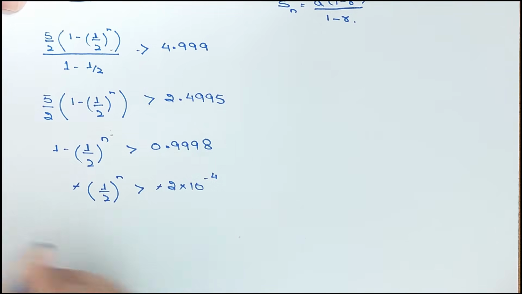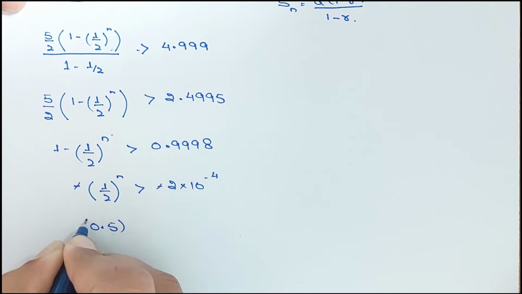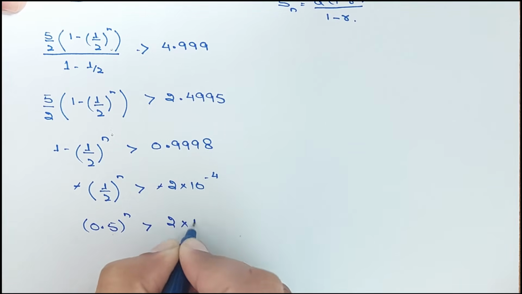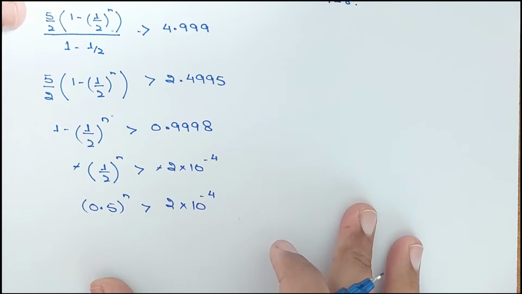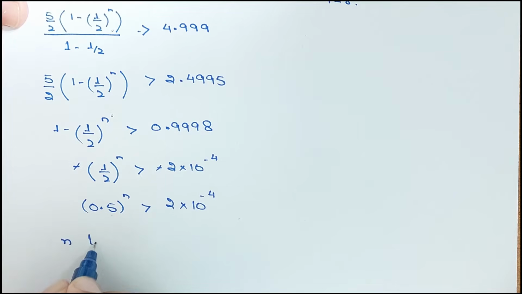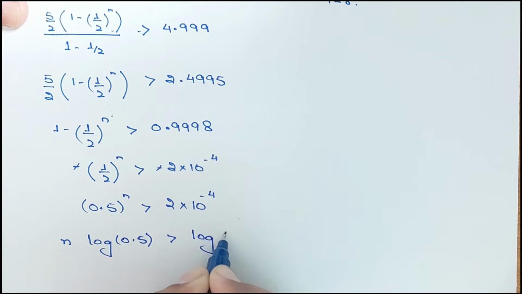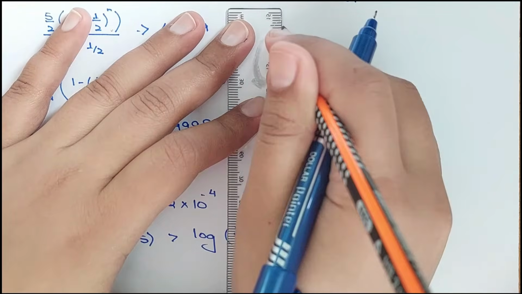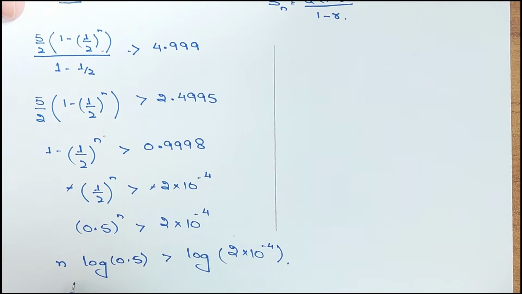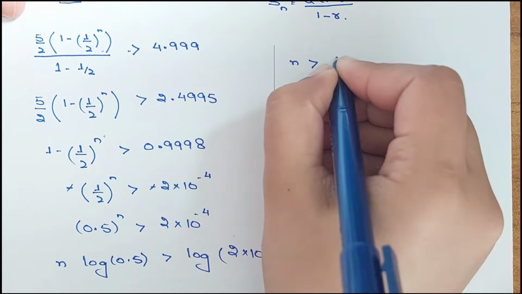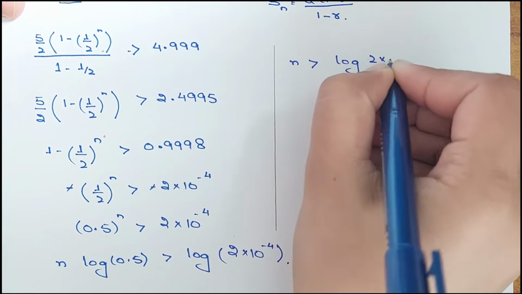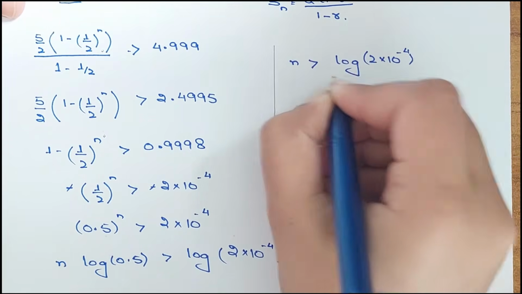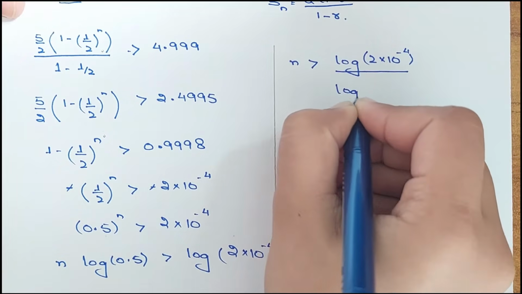Okay, let me cancel the negative signs. This is 0.5 whole power n is greater than 2 times 10 power minus 4. Now to solve for n, we have to take log on both sides. n times log of 0.5 is greater than log of 2 times 10 power minus 4. Right. Now for further simplification, what is n? So we have n is greater than log of 2 times 10 power minus 4 divided by log of 0.5.